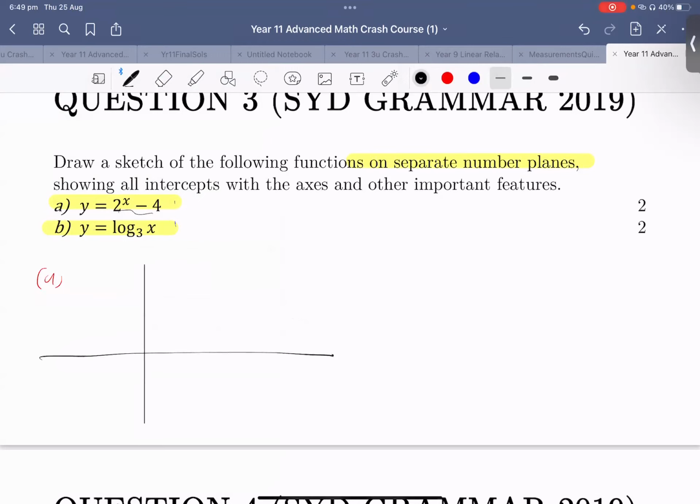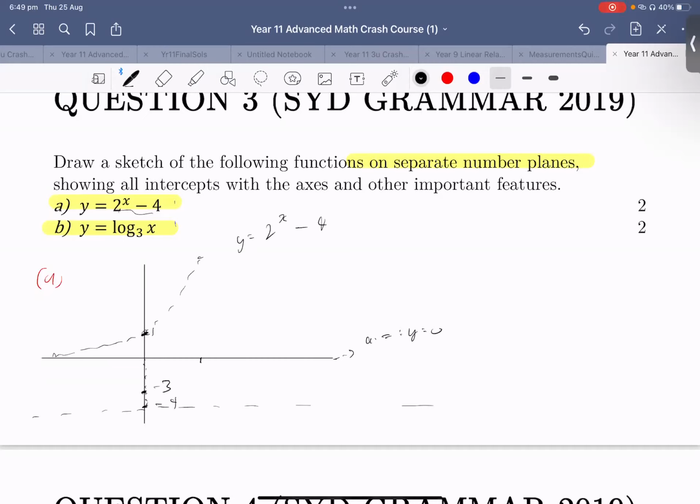So let's draw a skeleton sketch first. A skeleton sketch is what I like to draw first, right? The asymptote is, this is the sketch of y is equal to 2^x, skeleton sketch, before we apply any translations. So asymptote is at y is equal to 0. But it's 2 to the power of x minus 4. So if we translate it 4 units down, the new asymptote should be at minus 4. And the new intercept should be at minus 3.